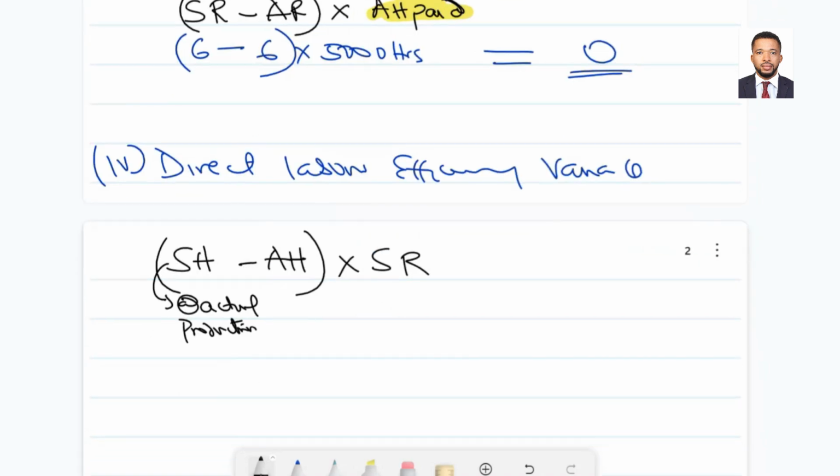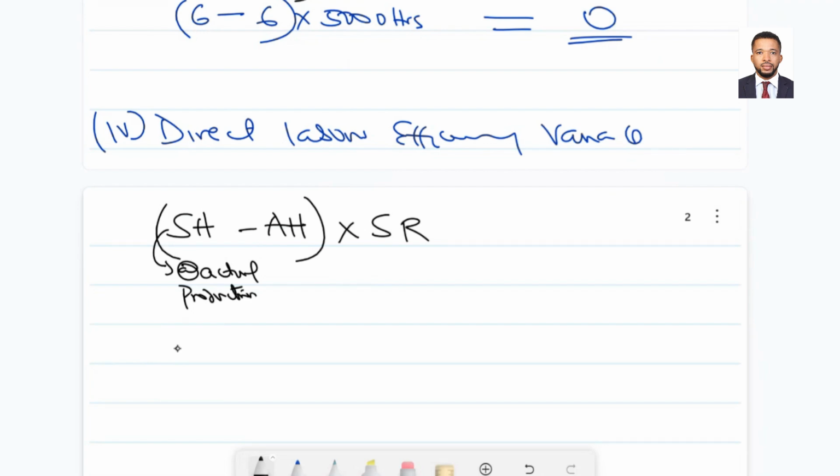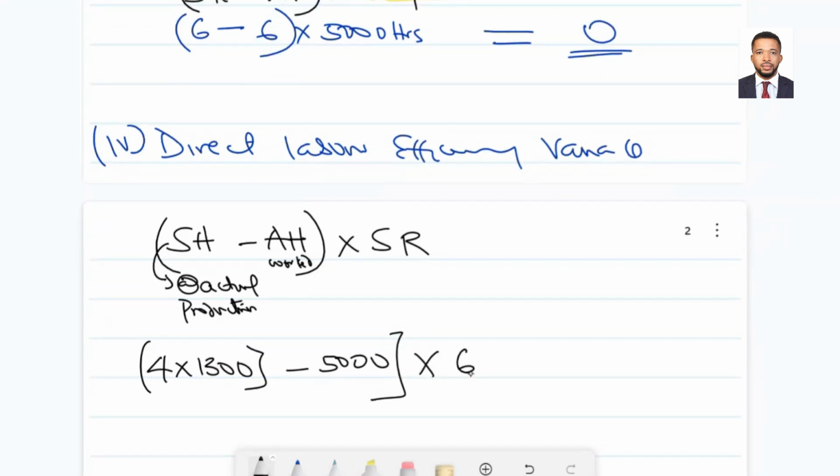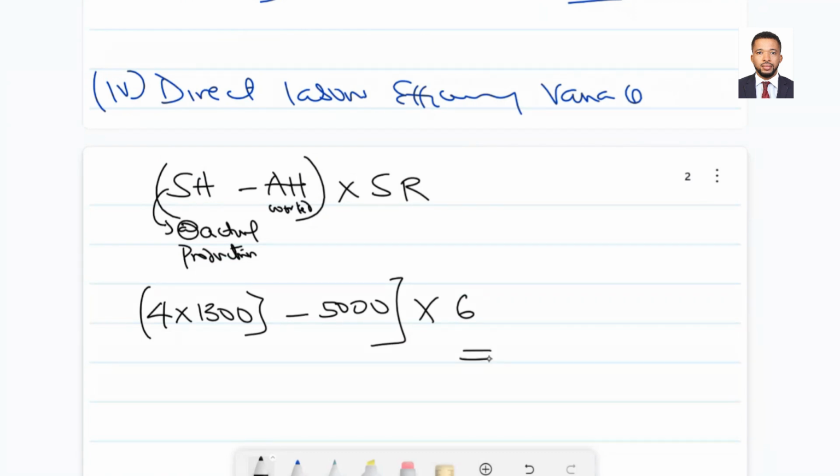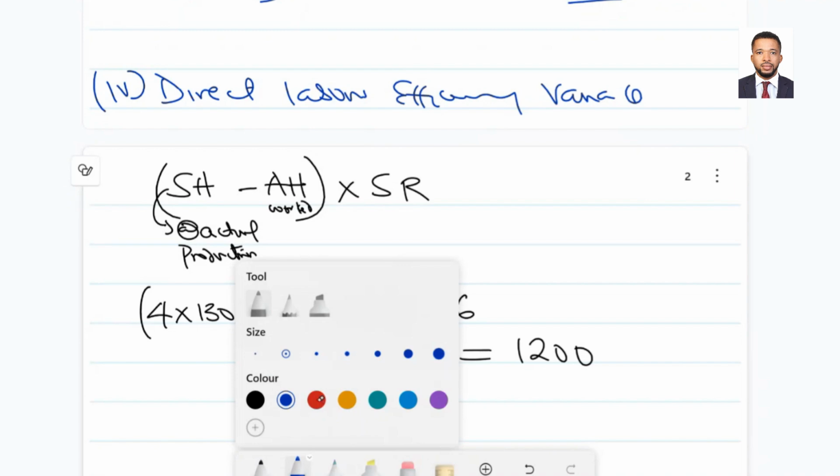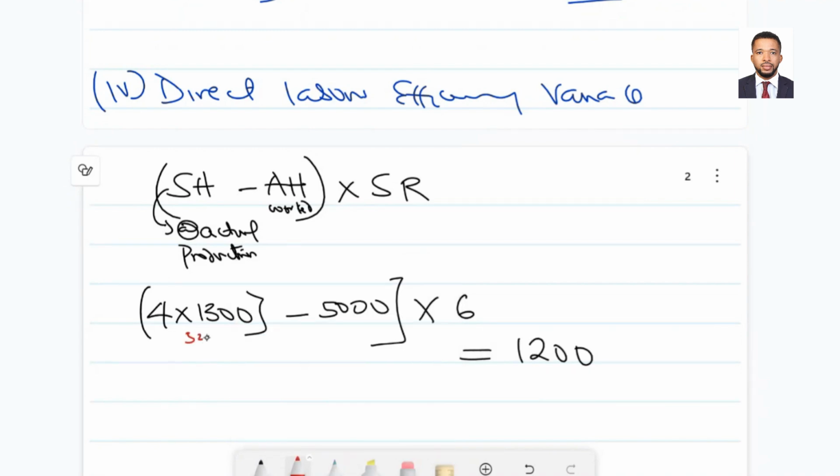So what was the standard hour? 4 hours. Multiply 4 hours by 1,300 units, minus actual hours, 5,000. 5,000 multiplied by standard rate, 6. What's the variance? 1,200. Favorable? Yes, 1,200 favorable.